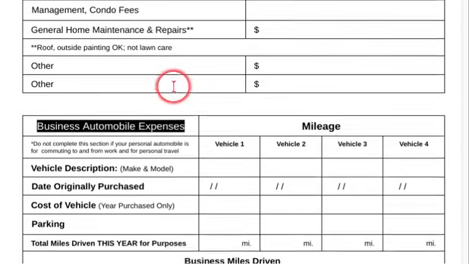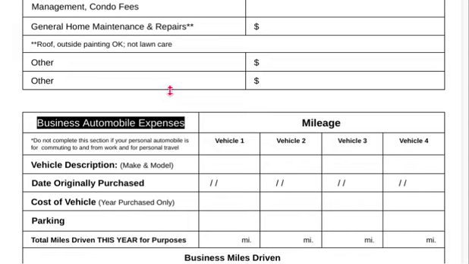Now, if you have a business automobile, do not complete this section if your personal automobile is for commuting to and from work and your personal travel. So this is only for a work truck or vehicle that's exclusively used for the business, like a van for a medical transport company, or like a work truck or a truck for a fleet company or something like that. And it's solely used for that, not the car that you drive to and from work.